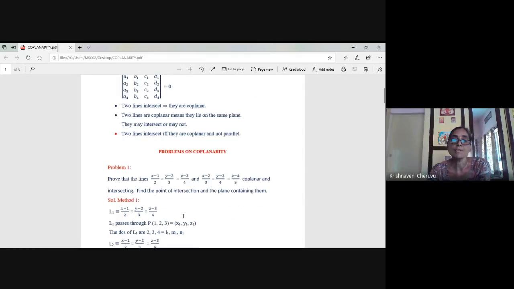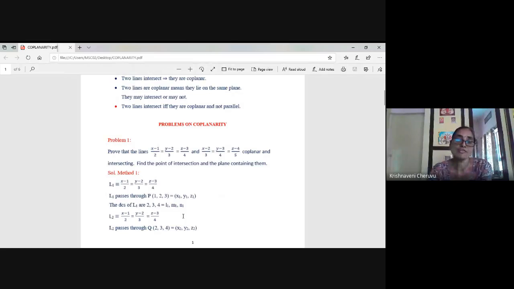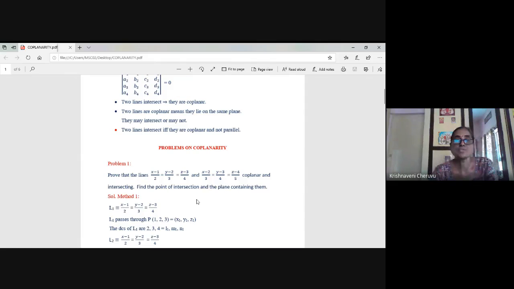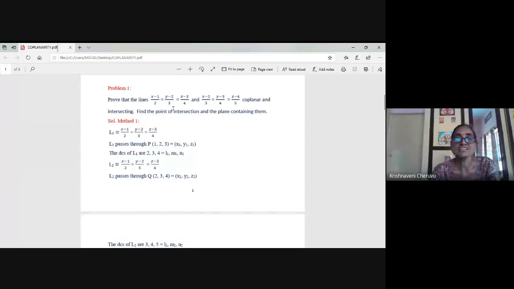Okay, the problems on coplanarity can be expected for short answers or for long answers. Now let us see the very first problem. Here in the first problem, you were given two lines in the symmetric form. The question is asking us to check whether these two lines are coplanar, meaning you have to check whether they are on the same plane.